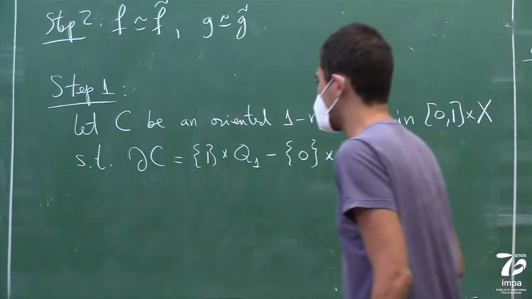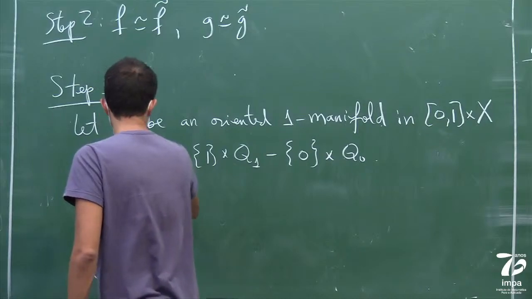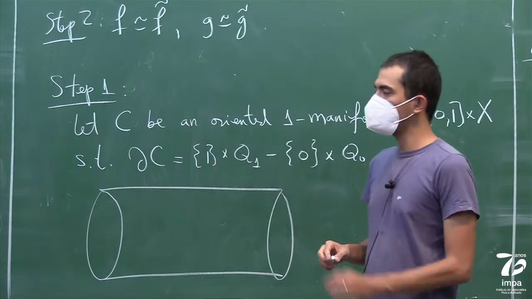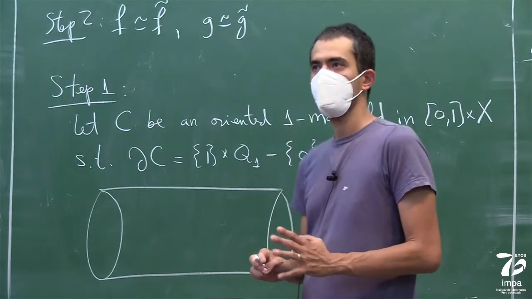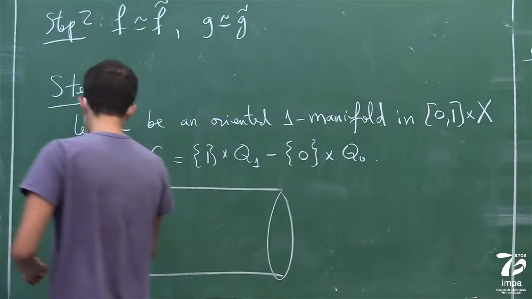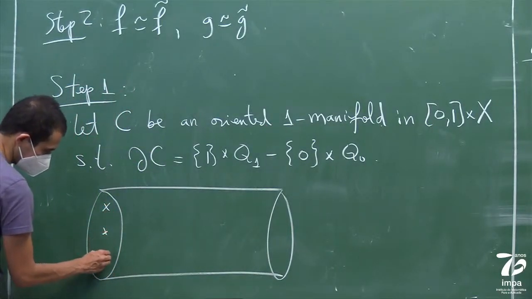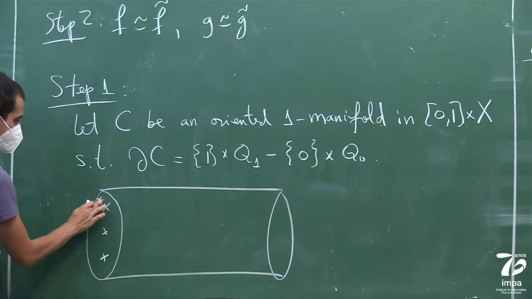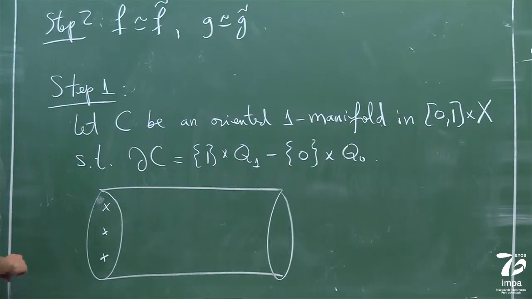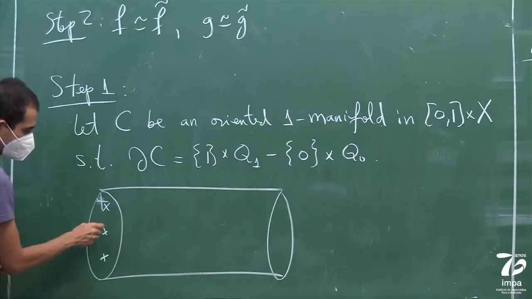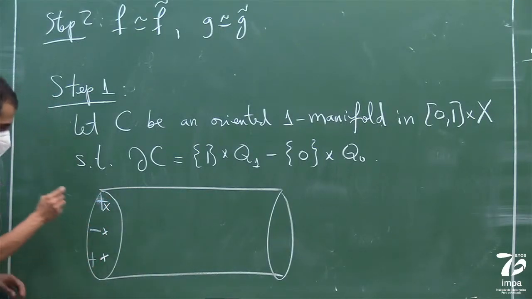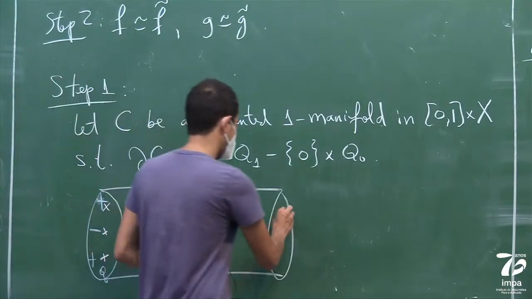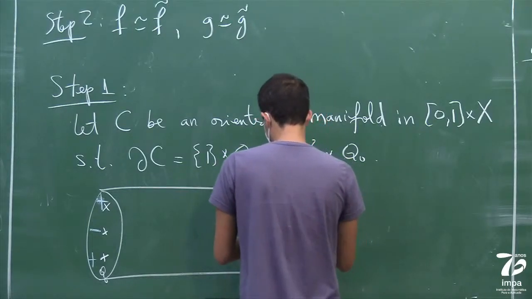Okay, so let me draw a picture to explain what I'm saying. I know that Q0 and Q1 are a bunch of points in X. I want to think of Q0 as being a bunch of points on 0 times X. And these points have signs. Say this point is a plus. Let me use colors. This is a plus. This is a minus. And this is a plus. And so this is Q0. And Q1, say, is just a point with a plus.